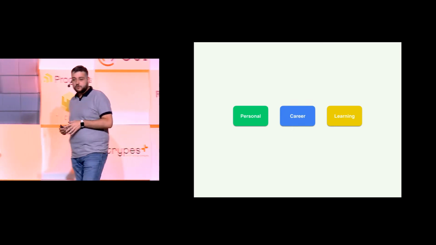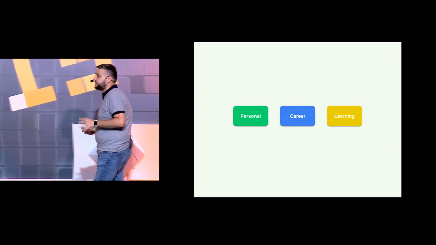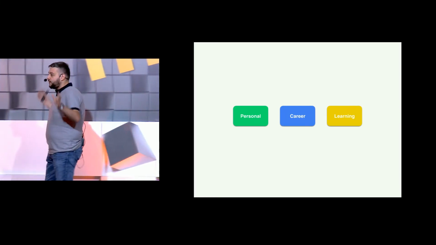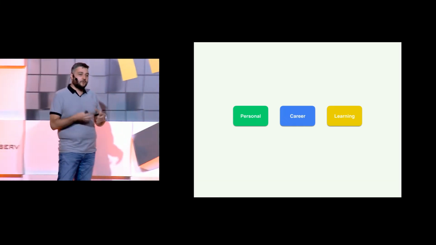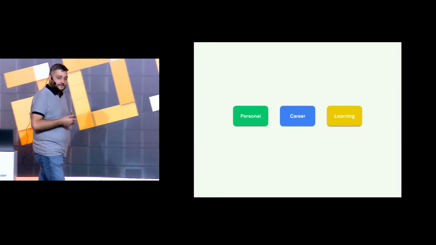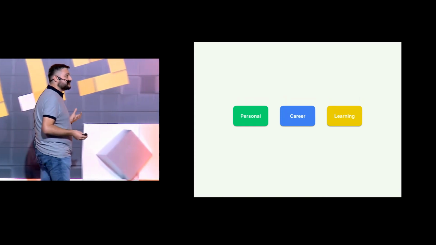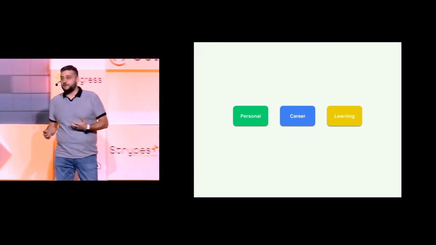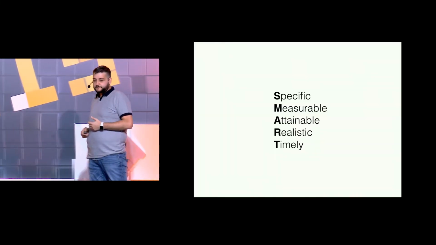And I split my goals into 3 contexts. Personal goals, things I want to do for myself, or what I want to be as a person. Career goals: where do I want to progress? Because again, we have to work. And the other one, which is actually connected to the other 2, is learning goals. What do I want to learn? How do I want to improve myself in the coming year?